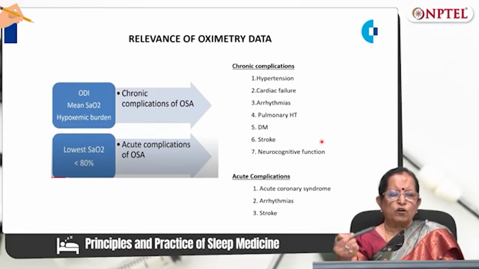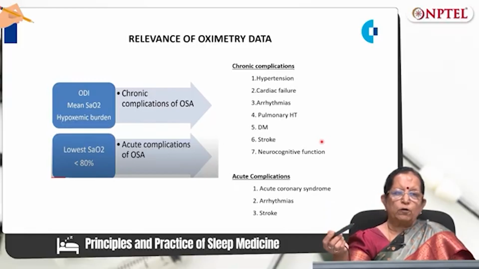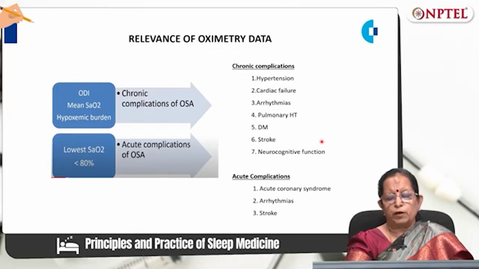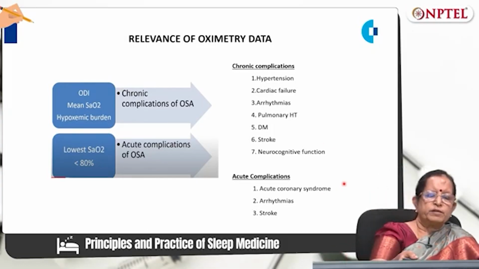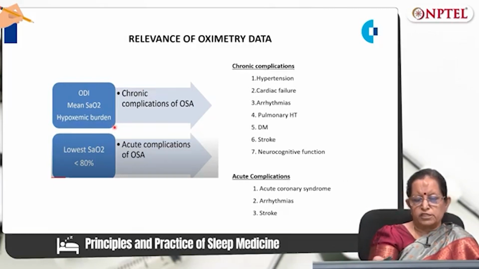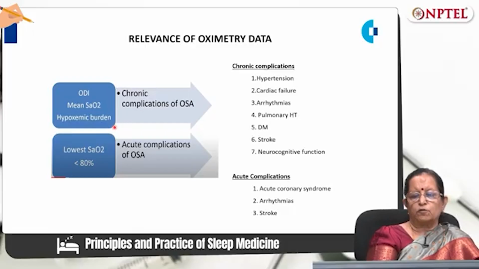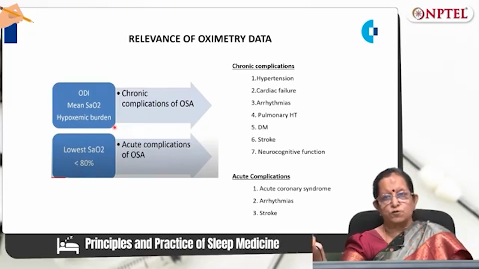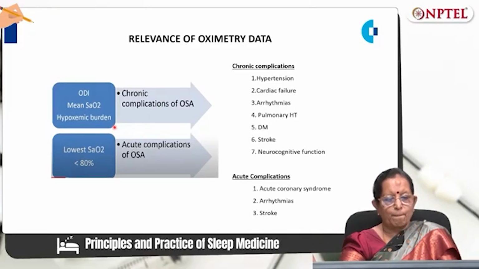Why should we score the oximetry data? Because if the lowest SaO2 is less than 80%, it can lead to acute complications of OSA, like suddenly they may develop acute coronary syndrome, arrhythmia, stroke. Some of them can go for sudden cardiac death also. Then especially the ODI, mean SaO2 and hypoxic burden indicate that the patient may develop chronic complications of OSA like hypertension, cardiac failure, arrhythmias, pulmonary hypertension, diabetes mellitus, stroke or neurocognitive dysfunction.